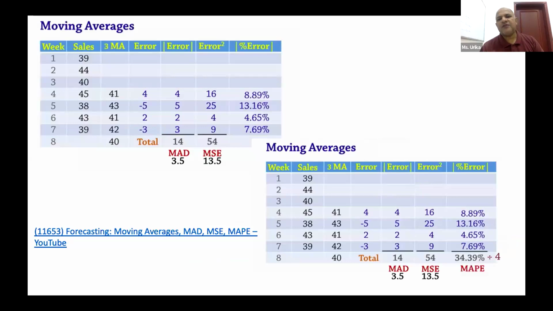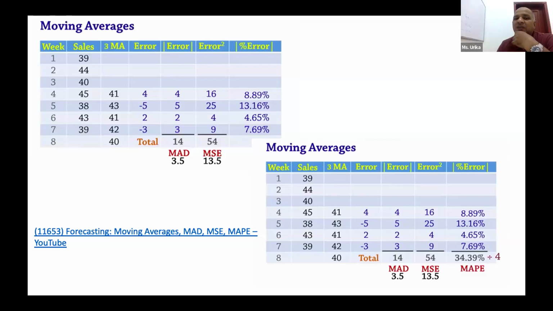When you are dealing with forecasting, you are going to have some error. We call that forecasting error. Can you see moving average 41? The real sale is 45, and your moving average is 41. What is the error now? You forecasted 41, your real sale is 45. You had more sales, right? Yeah, it's 4.